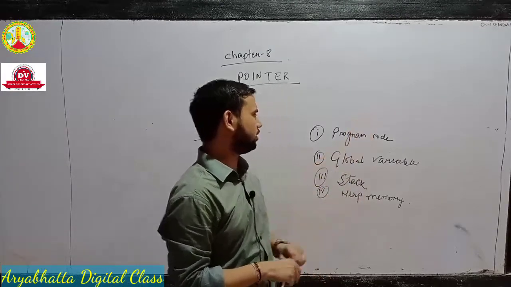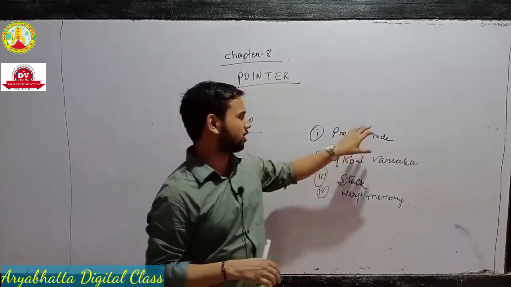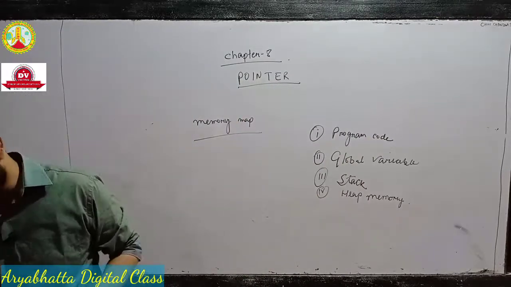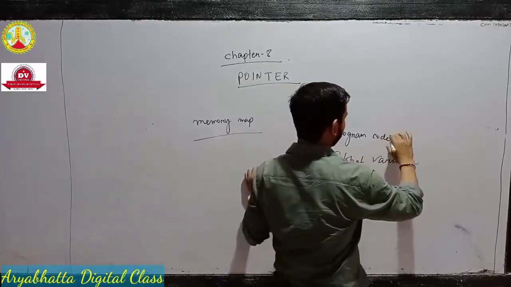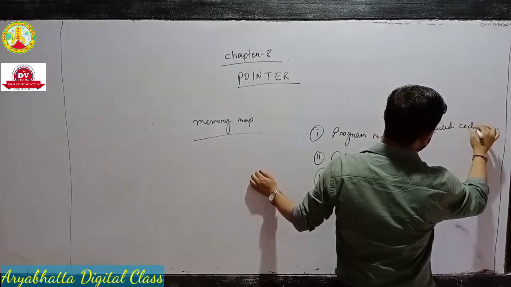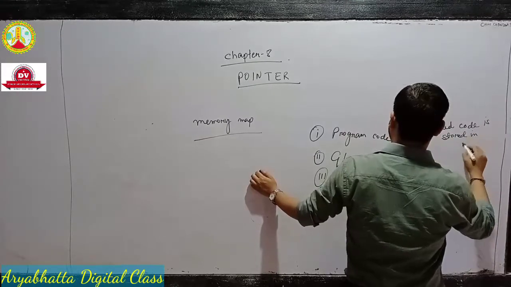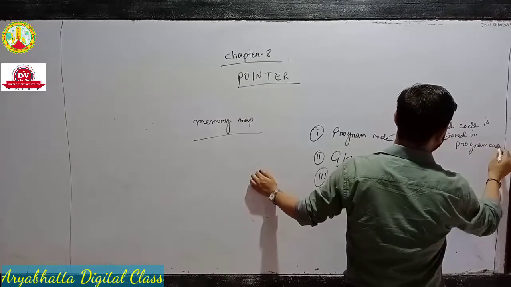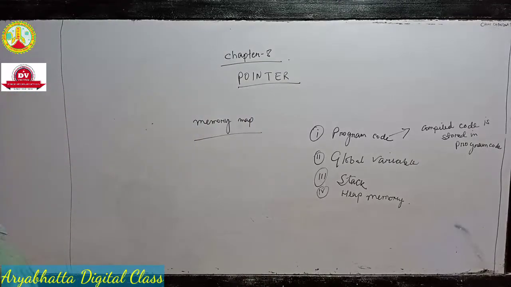So what is program code? In program code, when we compile a program, then the program instructions are stored in the program code section. When we compile a program, the compiled code is stored in the program code section, right?